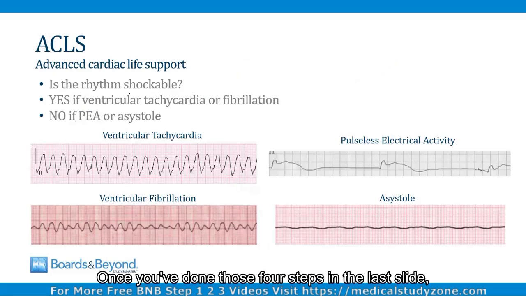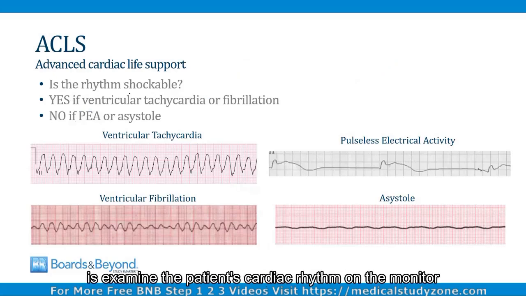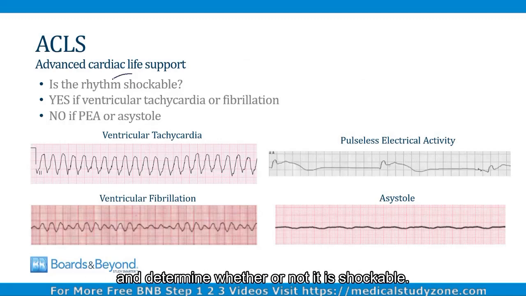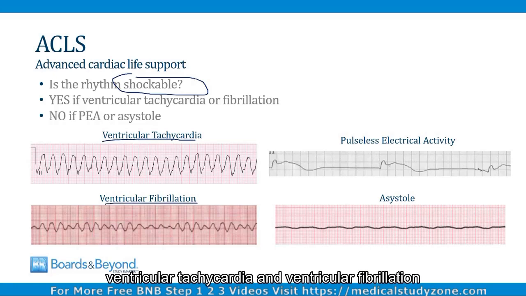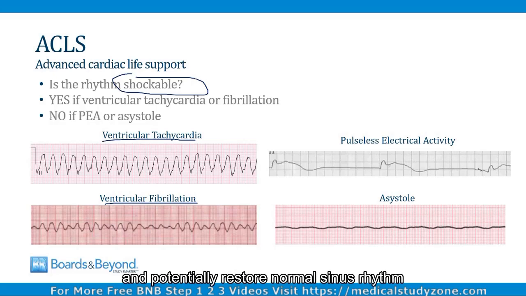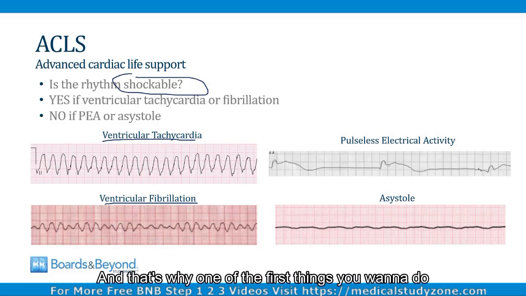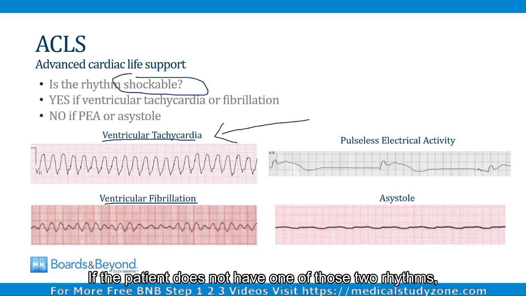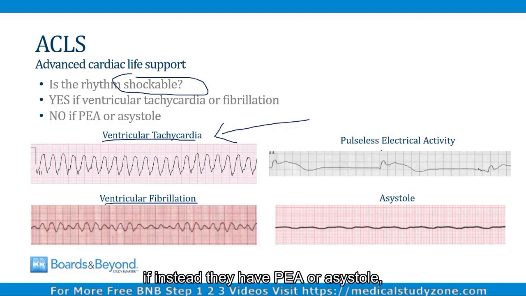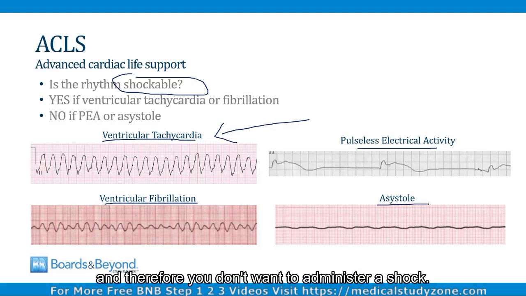Once you've done those four steps on the last slide, the next thing you want to do is examine the patient's cardiac rhythm on the monitor and determine whether or not it is shockable. And what do I mean by shockable? Well, these two cardiac rhythms on the left side of the screen, ventricular tachycardia and ventricular fibrillation, are shockable. That means you can deliver an electric shock to the chest of the patient and potentially restore normal sinus rhythm and normal cardiac output. And that's why one of the first things you want to do is apply a monitor and see if the patient has one of these two rhythms. If the patient does not have one of those two rhythms, if instead they have PEA or asystole, these rhythms are not shockable and therefore you don't want to administer a shock.